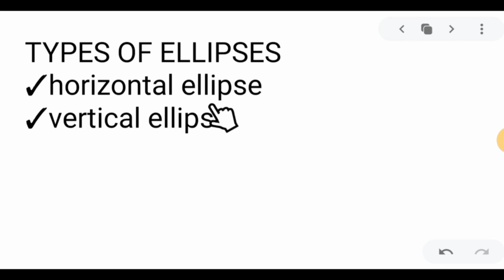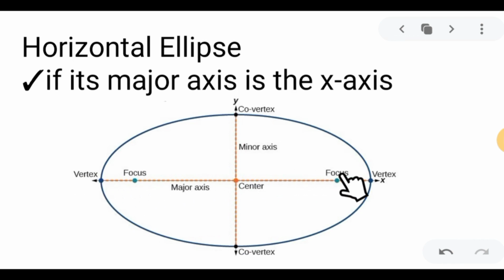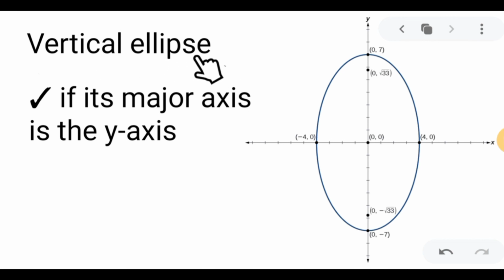Then we have here the types of ellipses. We have here the horizontal ellipse and then the vertical ellipse. If the major axis lies in the x-axis, this is the horizontal ellipse. And we have here the vertical ellipse if its major axis is in the y-axis. Ito yun. We call it as vertical ellipse. So that is all for the introduction, definition, parts, and types of ellipse.